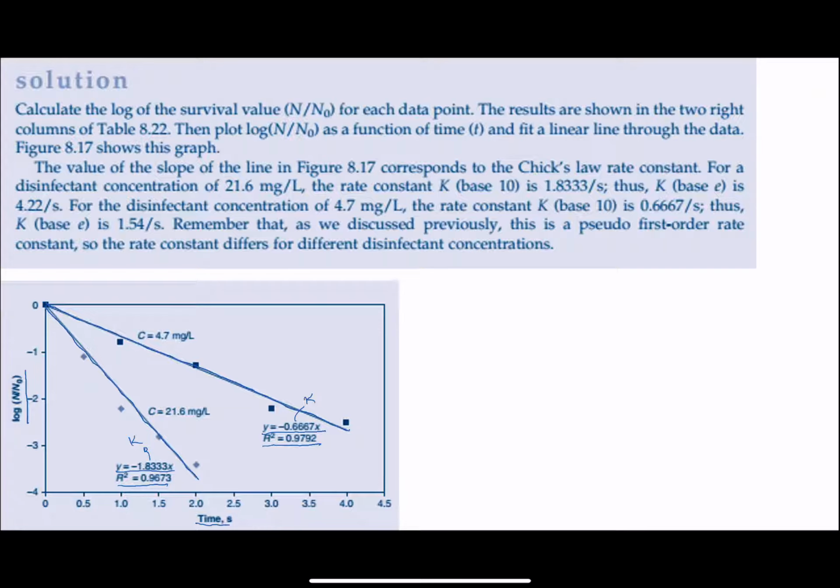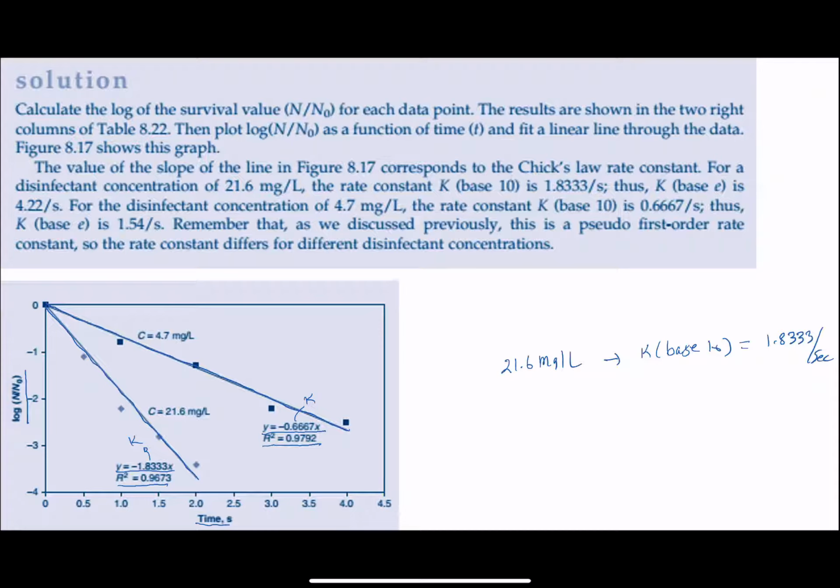So right now, the value of the slope corresponds to the Chick's law rate constant. Let's see, for the disinfectant concentration, which is the bromine concentration of 21.6 milligram per liter, k is equal to, we could call it k base 10 or k base ln, k base 10 is 1.8333 per second.